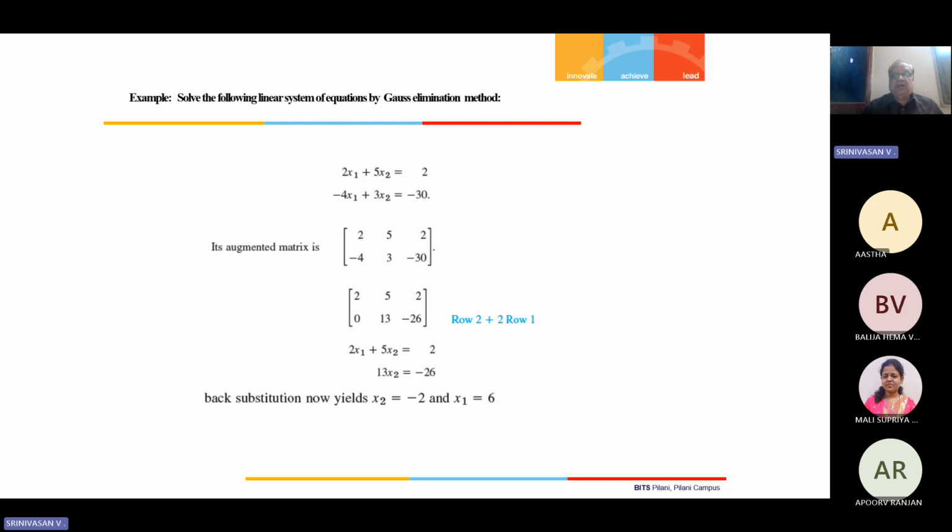So the equation is satisfied by the values of x1 and x2, so they become the solution. Take the second one. It should be true for every equation of the system. -4 into 6, -24, plus 3 into -2, -6, -30. Correct. Okay. Right.